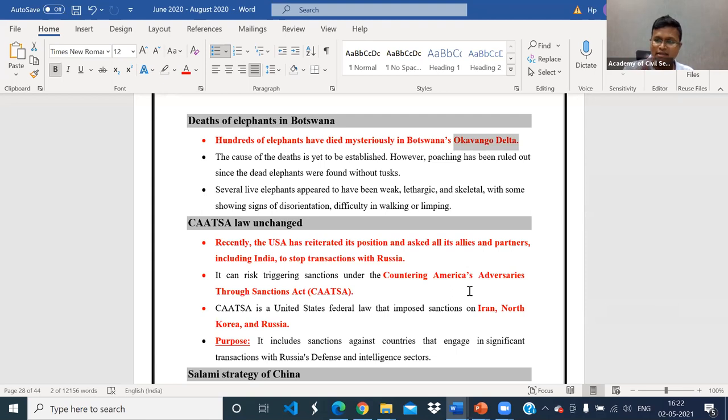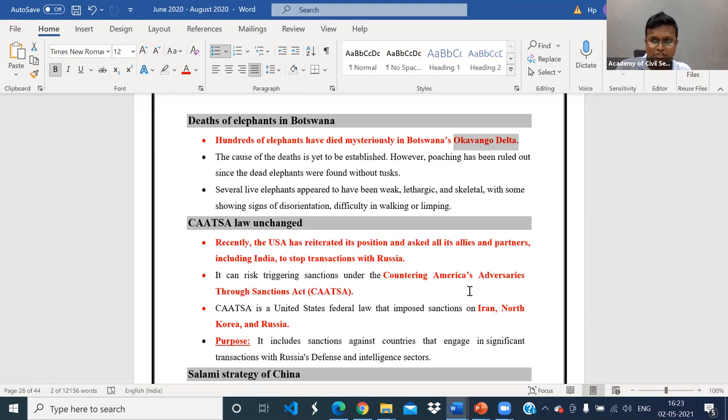America has the power to impose sanctions on different countries. That power is given to America through an American law named Countering America's Adversaries Through Sanctions Act. Earlier, Iran has faced it and North Korea has faced it. Presently, Russia is facing it. It was in news recently that America asked India to stop transactions with Russia, because America has imposed the Countering America's Adversaries Through Sanctions Act on Russia. That is why we should also not do any transaction with Russia.